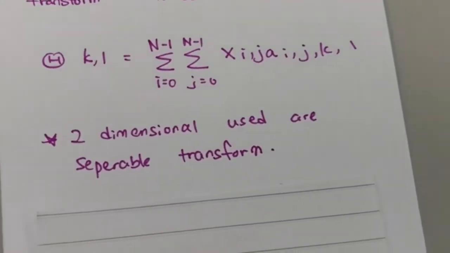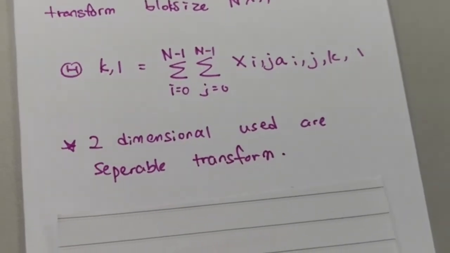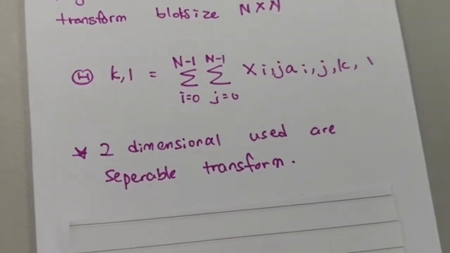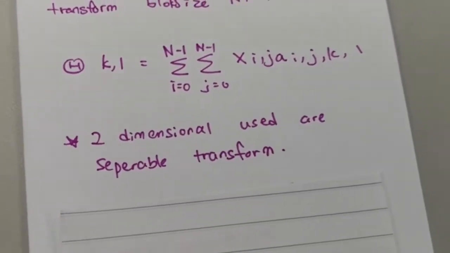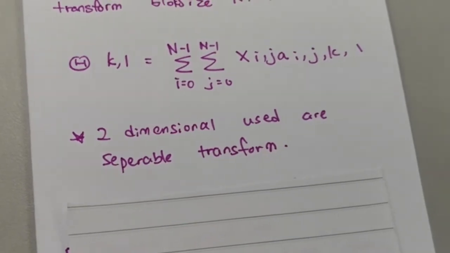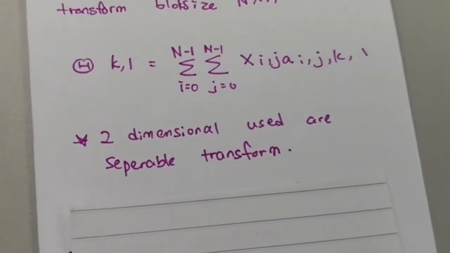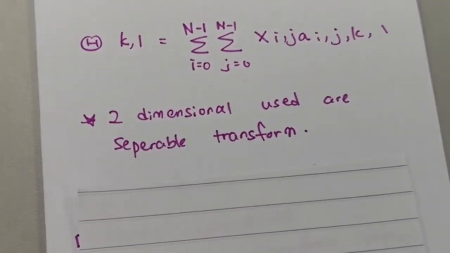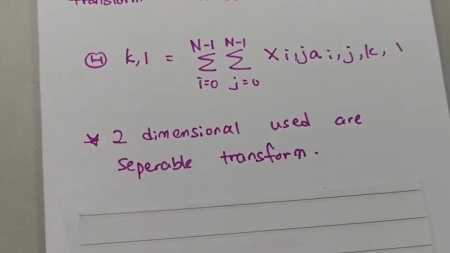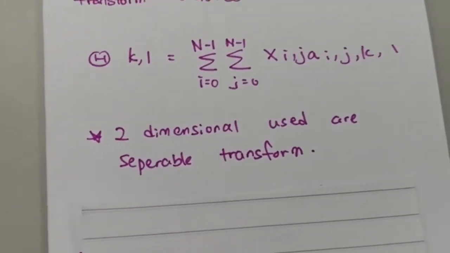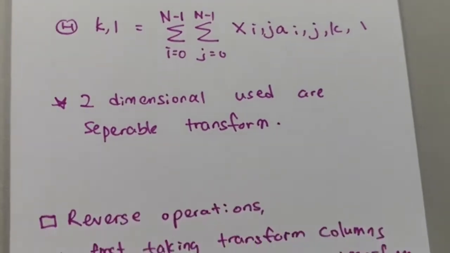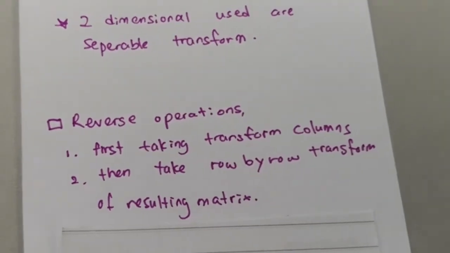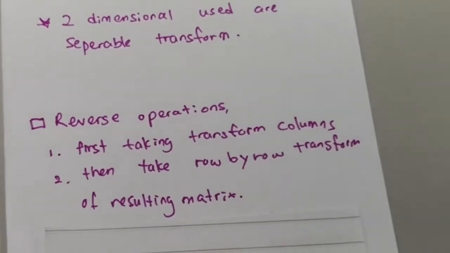That is, we can transform a two-dimensional block by first taking the transform along one direction, then repeating the transform in another direction. In terms of matrices, this involves taking the one-directional transform of the rows, then taking the column by column transform of the resulting matrix. Okay, now we look at the reverse operation that we can do. We first take the transform of the columns, then take the row by row transform of the resulting matrix.